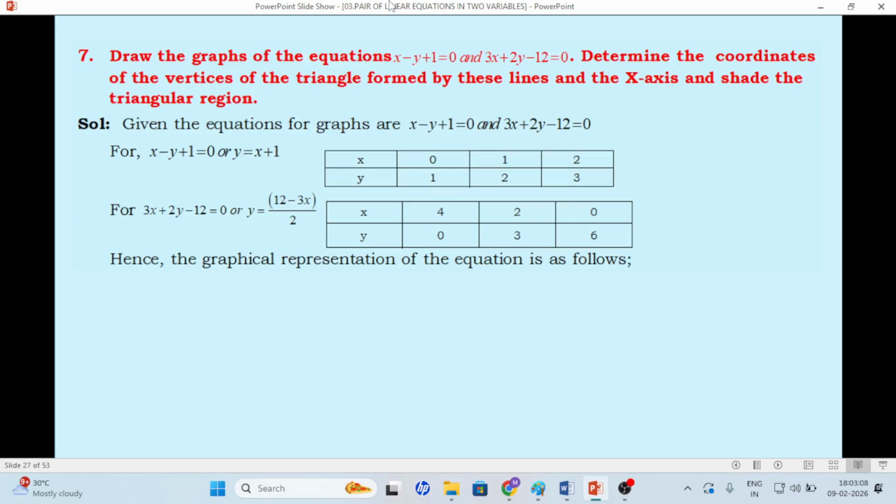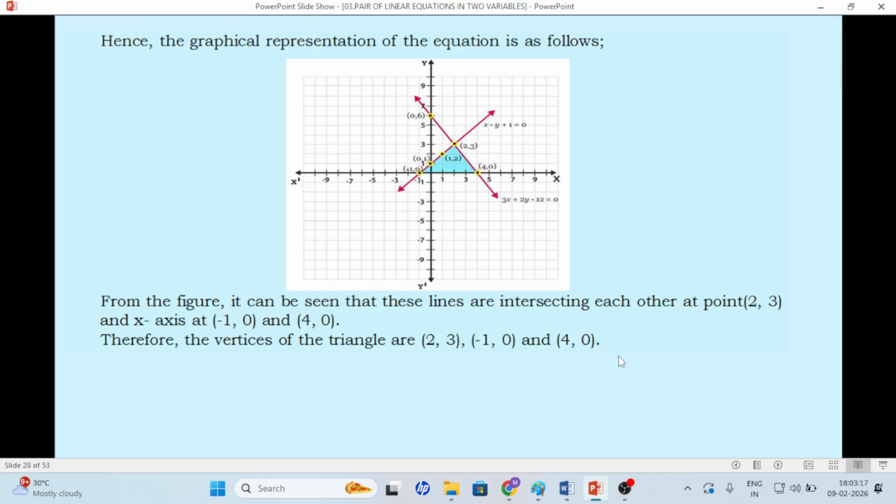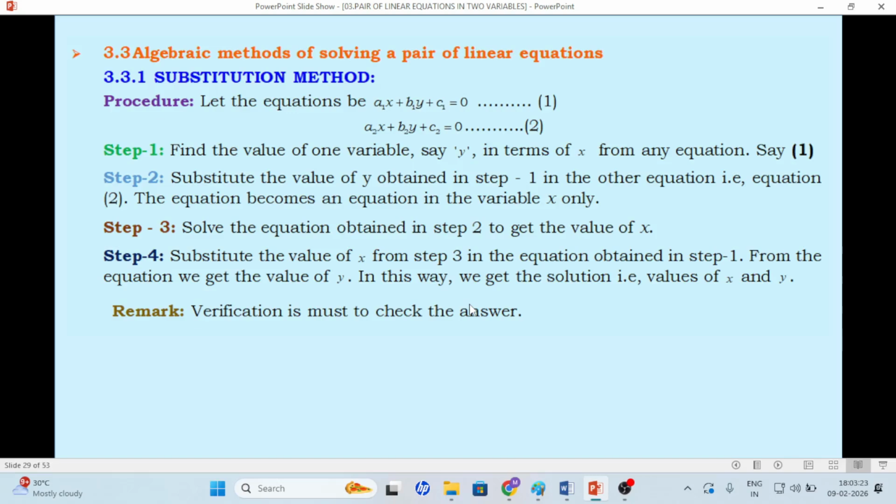Similarly, let us draw these two lines on graph sheet, converting the y value in terms of x for both, getting the satisfying points and locating the ordered pairs. After that, shade the possible region. Coming to the substitution method, here we find the value of y in terms of x. That value will be substituted here so that you get the answer.